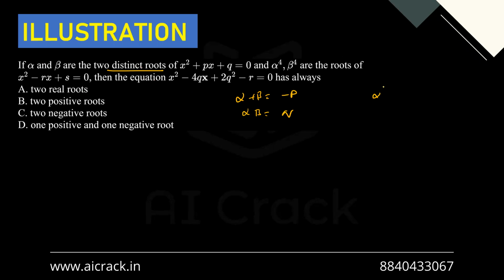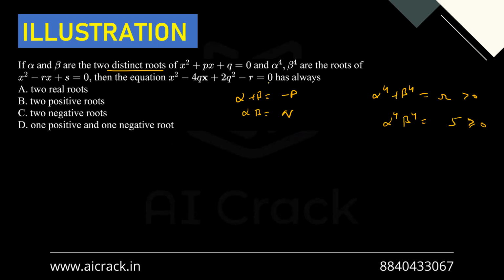And from the second one, alpha raised power 4 plus beta raised power 4 equals r, and alpha raised power 4 times beta raised power 4 equals s. So we definitely know that r is a positive number because both of them are different and distinct, so only one can be 0. So definitely r is a positive number, not even greater than or equal to 0, it's greater than 0. And similarly, s can be 0, because one of the roots can be 0, although they are distinct. So s is greater than or equal to 0, and r is greater than 0.